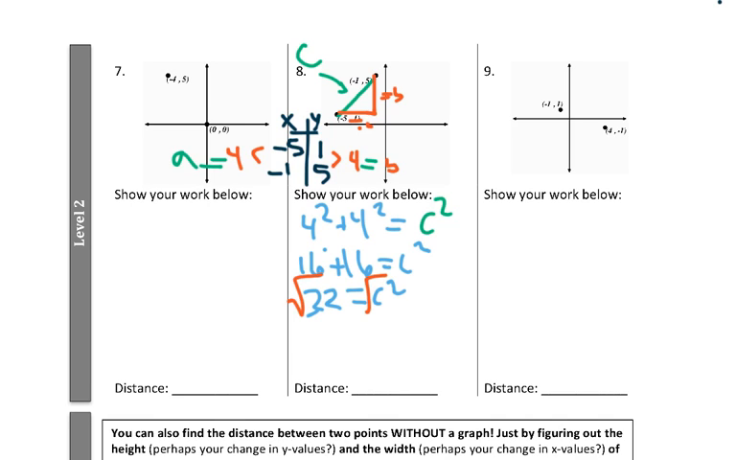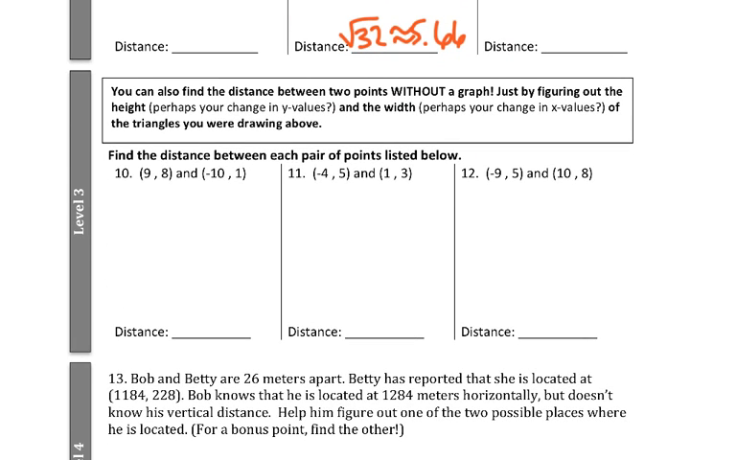Well, I'm typing the square root of 32 in my calculator, and I'm getting a crazy decimal, so I'm going to write both answers. I'm going to say, hey, the distance is the square root of 32, which is about 5.66, it looks like. Okay? Now, let's head down to level 3.